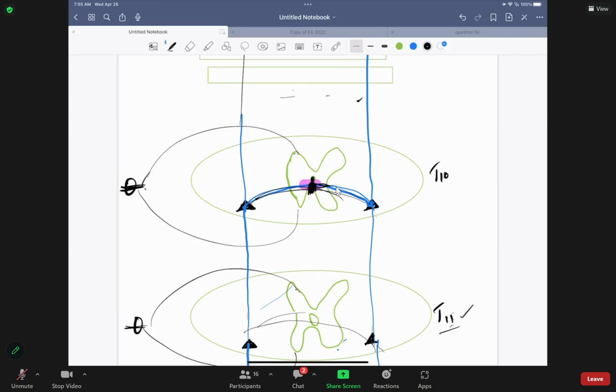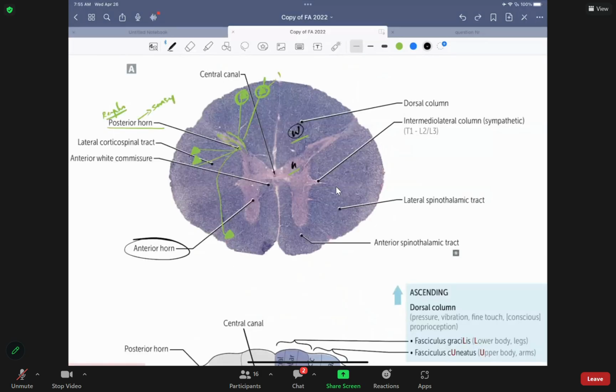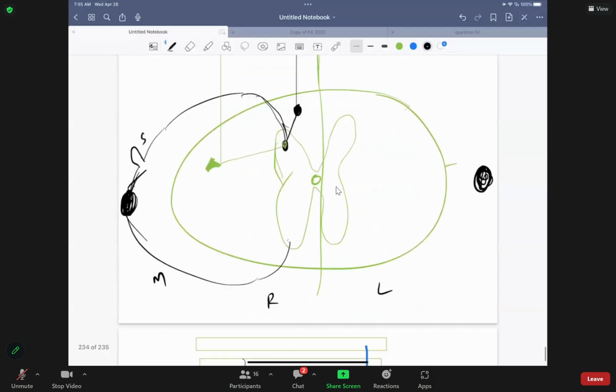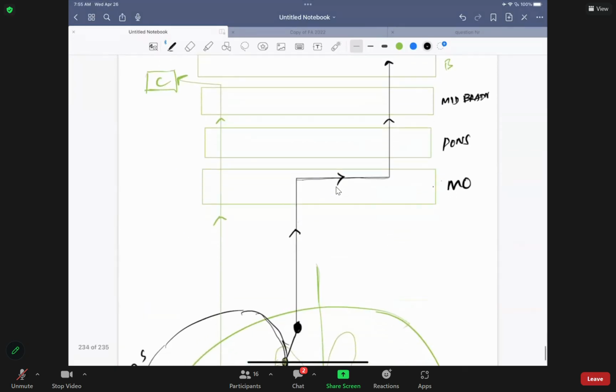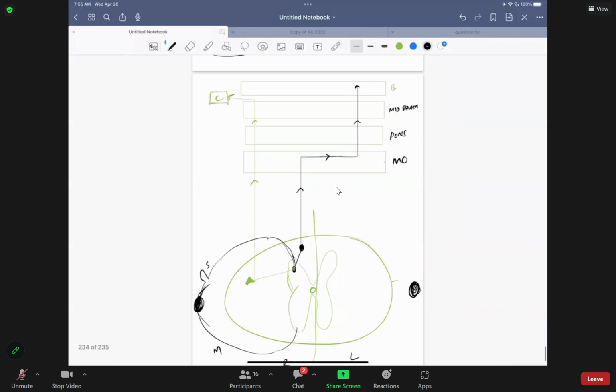Okay, so that's syringomyelia. So that takes care of all of your 3 sensory tracts. Is that clear, folks? Okay. Now we'll go to this picture. Let's finish up with the last tract, the corticospinal tract.